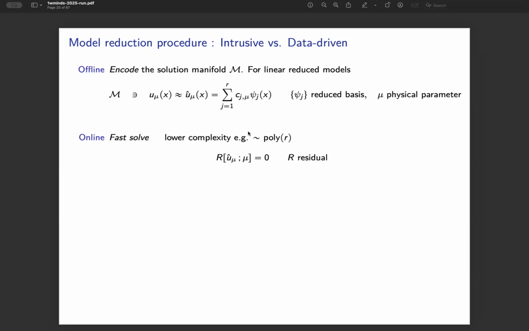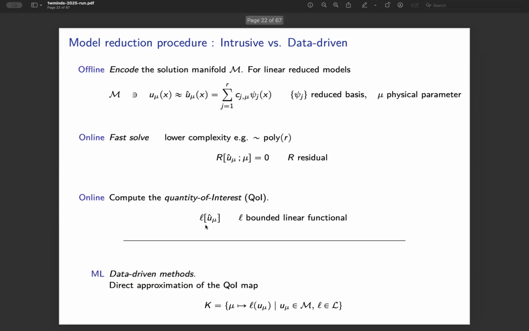And the complexity to do that scales really only polynomially on the small dimension R. So you can actually solve the PDE really quickly. So you can do a fast solve. And then sometimes you're interested in some quantity of interest, which is some bounded linear functional that applies to your solution. And you can find this very quickly too. So this framework, where you do this offline work to encode your solution first, and during the online stage, doing a fast solve and computing the quantity of interest.